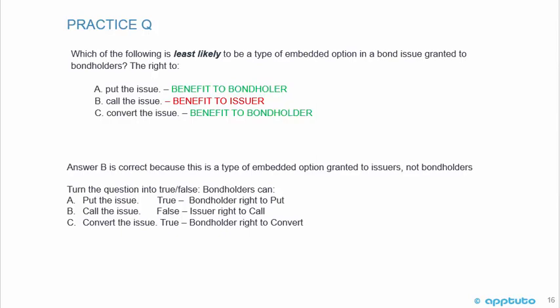Bondholders can put the issue, true. Bondholders can call the issue, false. Bondholders can convert the issue, true. Okay, so least likely, you're looking for the false.